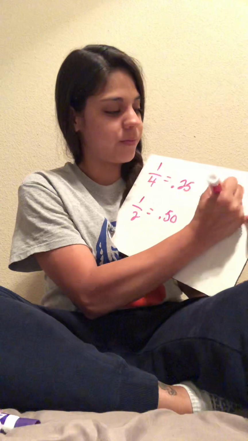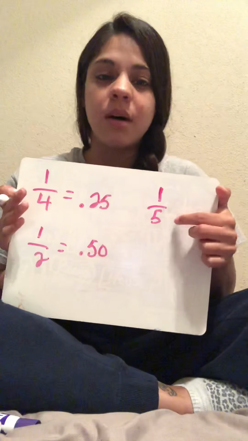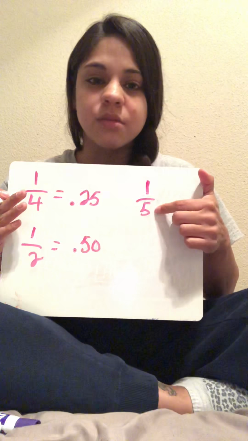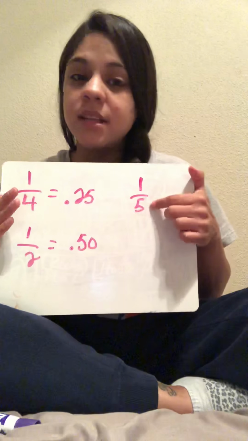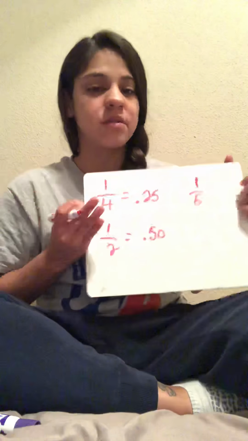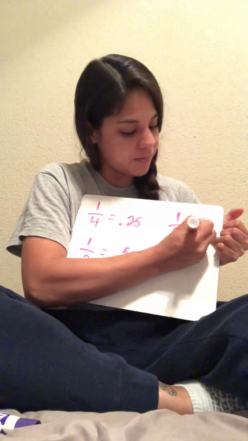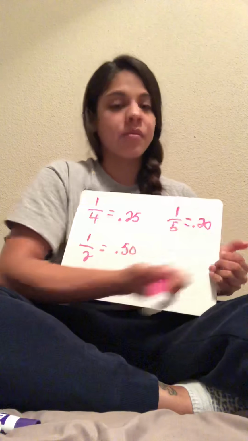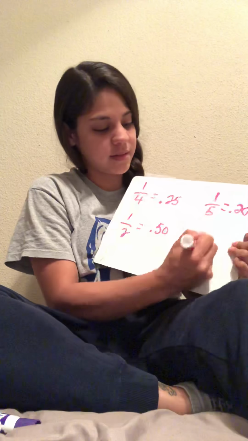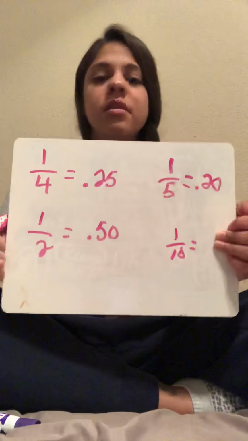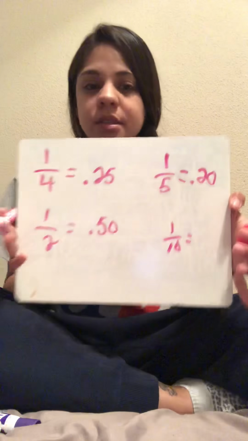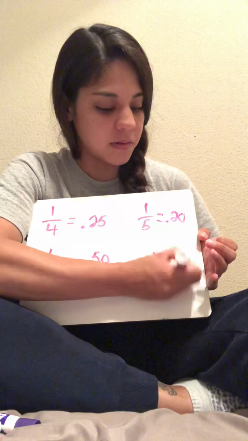A fifth, remember the number at the bottom tells you what to break up the number into. So that'll be 100 pennies into 5 pieces, which is 20 cents, right? And of course, if you have tenths, you have what? Dimes. So then that's 10 cents.